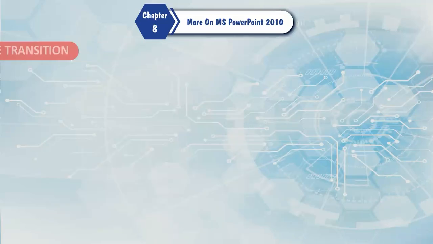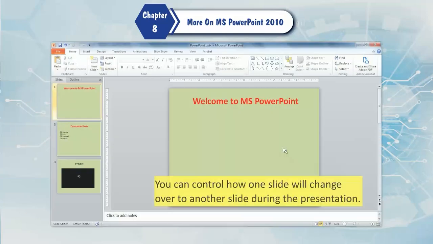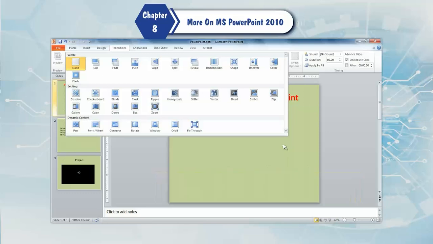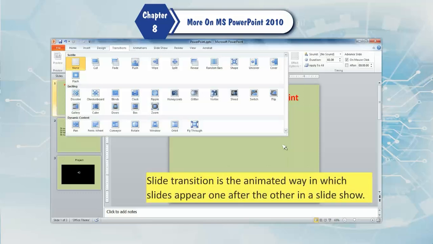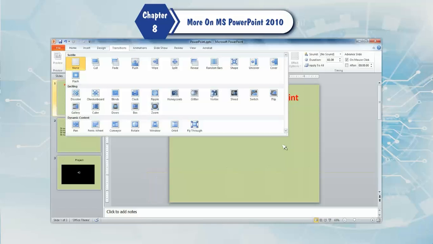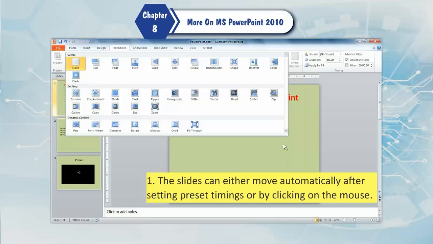Changing order in slide transition. You can control how one slide will change over to another slide during the presentation. Slide transition is the animated way in which slides appear one after another in a slideshow. You can control the following features when a slide appears on the screen during the presentation. The slides can either move automatically after setting preset timings or by clicking the mouse.